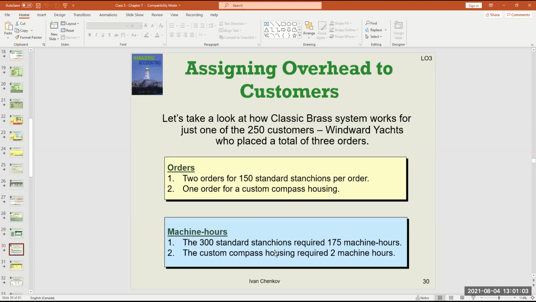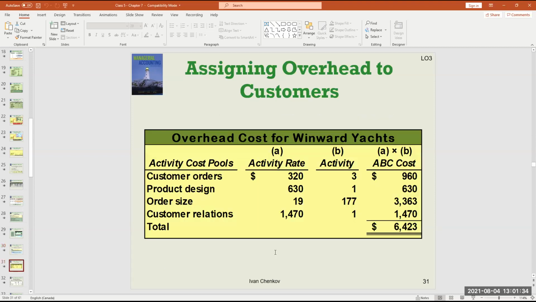Same thing we're applying for the custom housing. And now, if you want to go even deeper, we can even go and chase the customer. So for this customer, he ordered 2 orders for 150 standard sanction per order, 1 order for the custom compass housing. Machine hours, 300 standard sanction require 175 machine hours. The custom compass housing requires 2 machine hours. Based on that, we can come up with the cost for the allocation of activity, based on the activity for that particular customer.